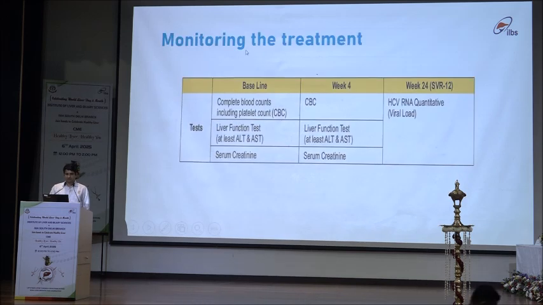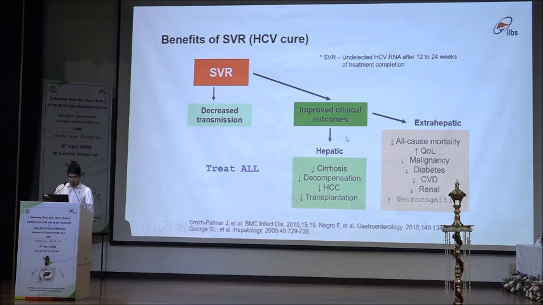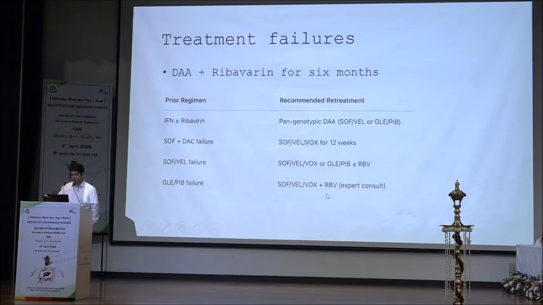Monitoring of hepatitis C virus on treatment. Previously, we were doing hepatitis C virus RNA frequently, but as per the current recommendation of the national program, there is no need of doing hepatitis C virus RNA frequently. We directly do RNA testing 12 weeks after completion of the DAA therapy. The benefit of SVR in hepatitis C virus is decreased transmission from one individual to another. There is improved clinical outcome in patients with liver disease, like decreased risk of cirrhosis, decompensation, occurrence of HCC, and requirement of liver transplant.